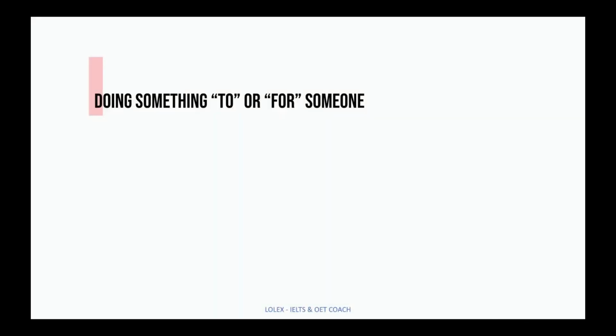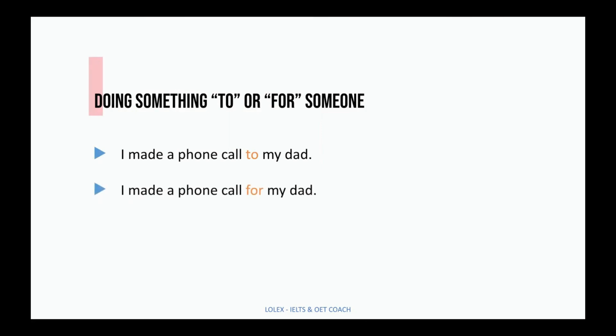Doing something to or for someone. In most cases, whether you use to or for will change the meaning of the sentence you are saying or writing, especially when you are talking about doing something to or for someone. Consider these examples. I made a phone call to my dad. I made a phone call for my dad. Here, the first example means that you are calling your dad. You are going to have a conversation with him. The second sentence means that you are calling someone else on behalf of your dad.